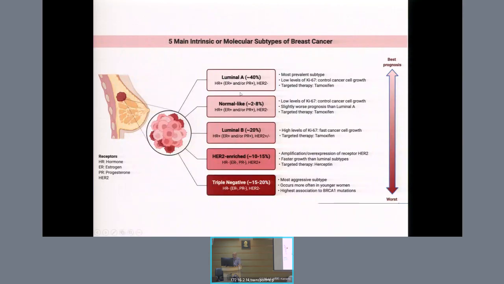This is the molecular classification of breast cancer. This is luminal A, luminal B, HER2 enriched, or triple negative. This is this fifth one that is part of A. You just ignore that.